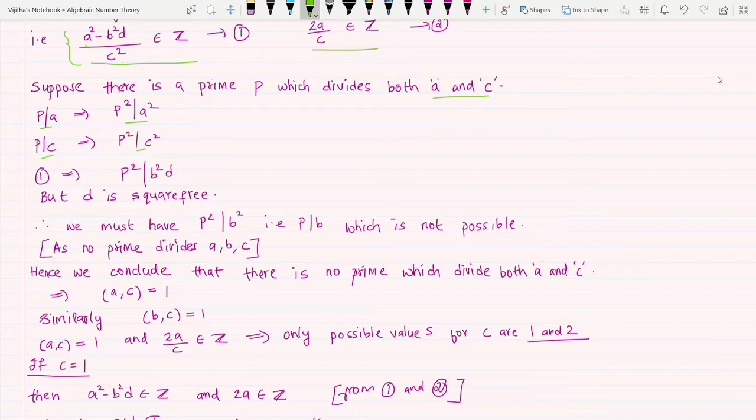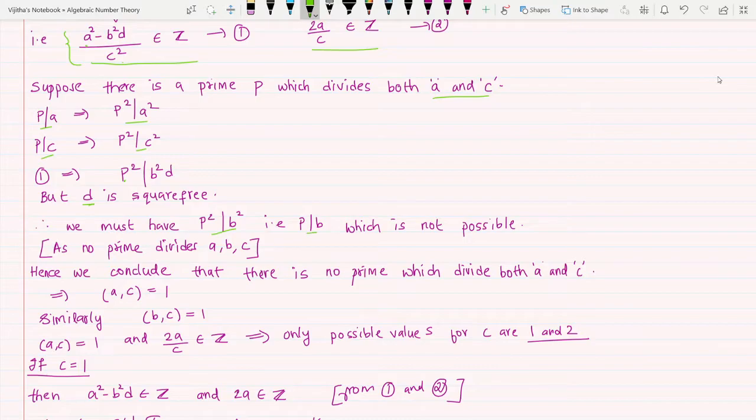But we know that D is square free. Square free means it is not divisible by the square of a prime. So here P is a prime number, so P square cannot divide D. So the only possibility is that P square must divide B square, which implies that P divides B.